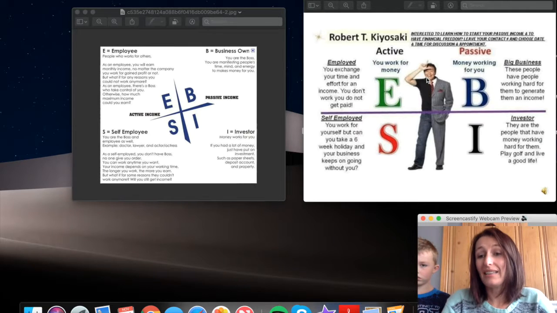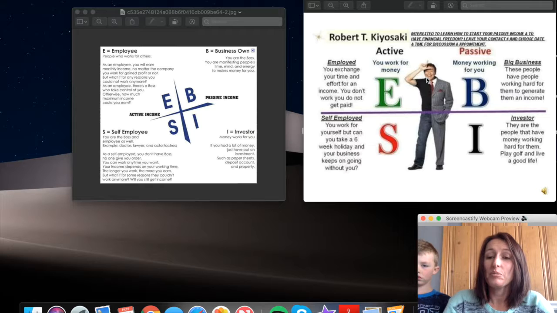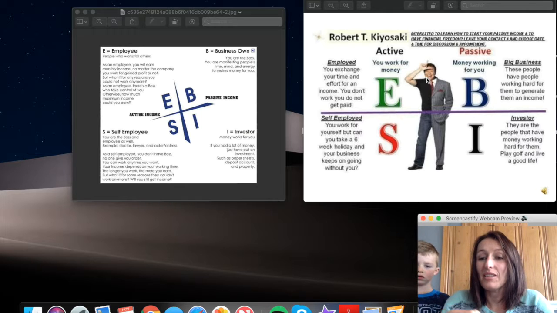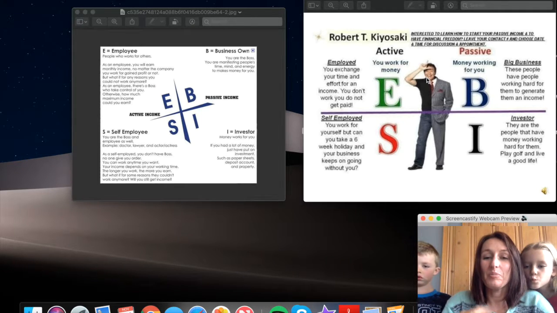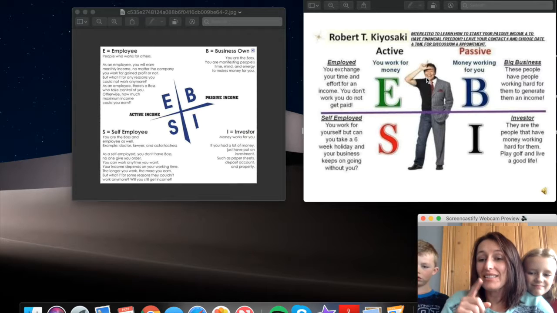This is Robert Kiyosaki. He's the author of the Cash Flow Quadrant book, which is an amazing book. If you haven't read it, please read it. It's great. It's linked below, as well as Rich Dad, Poor Dad, which is the first book you should read before the Cash Flow Quadrant. But I really want to do this video on this Cash Flow Quadrant today.